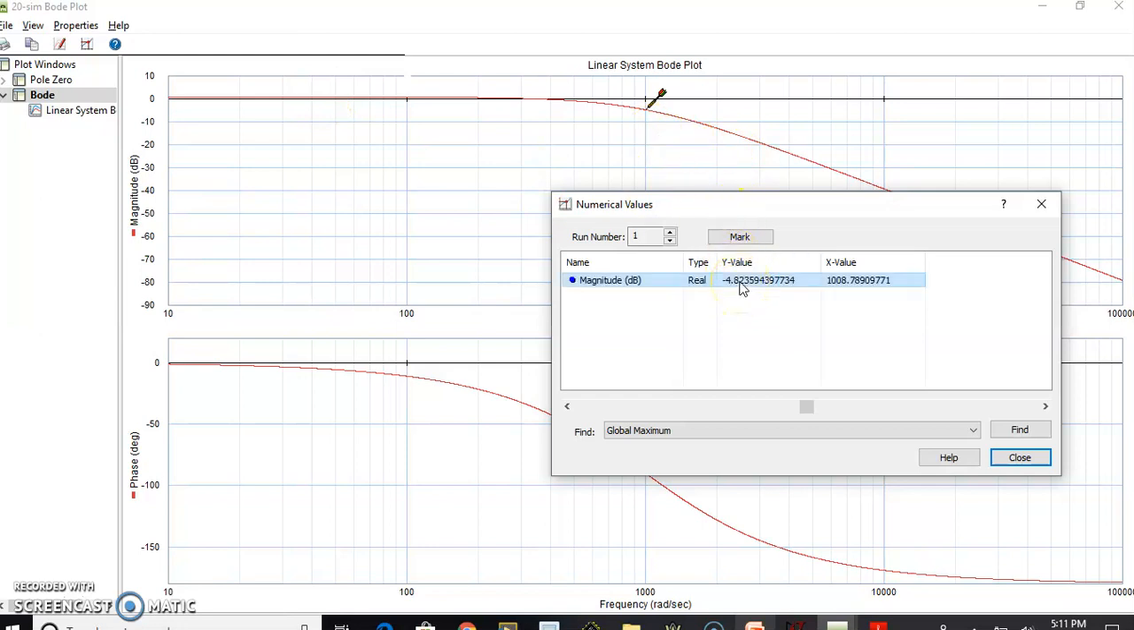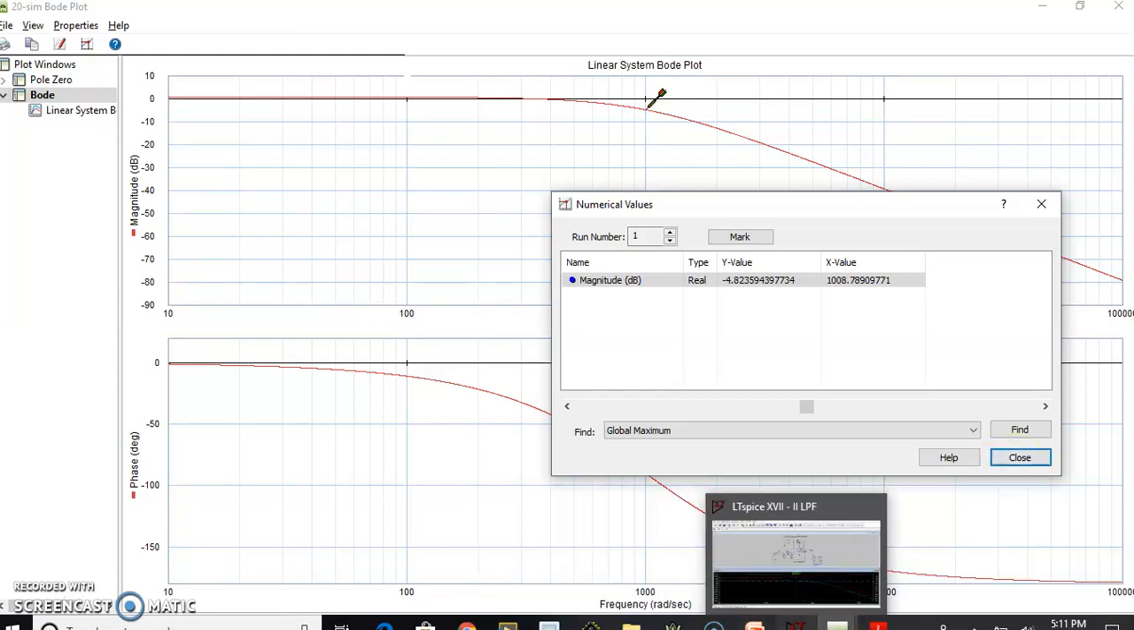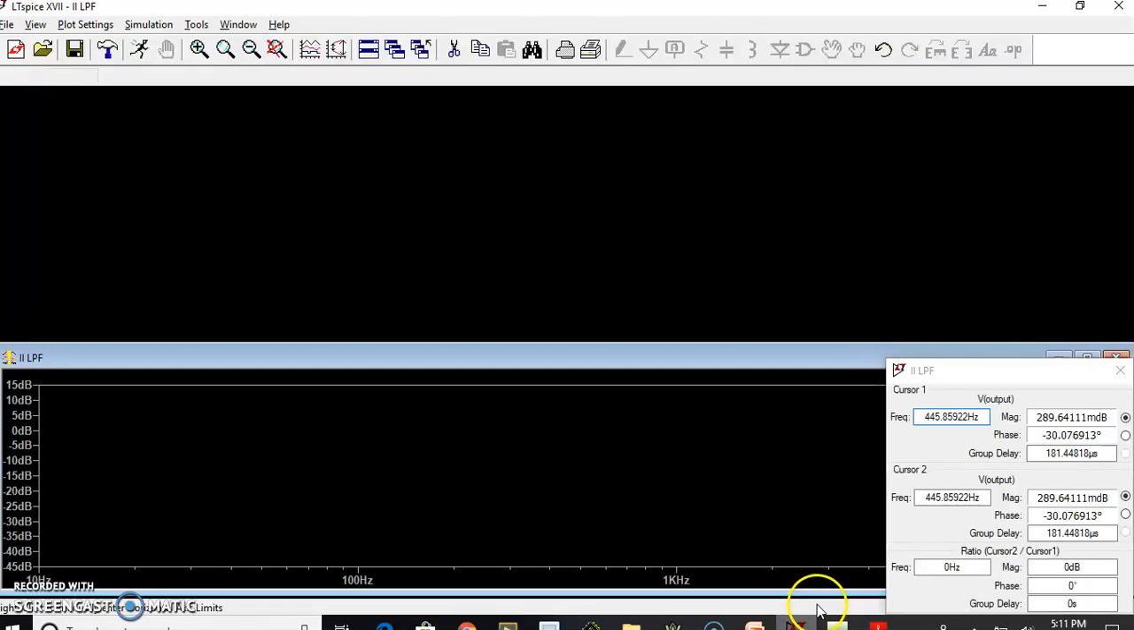So this shows that this is not a maximally flat response. We'll get a maximally flat response only when the value of AV is equal to 1.56. So at that point, when this is exactly 3 dB down from this point, this will be 1000. So we will observe similar variations in LTspice. Let us go to LTspice and try to see the circuit.